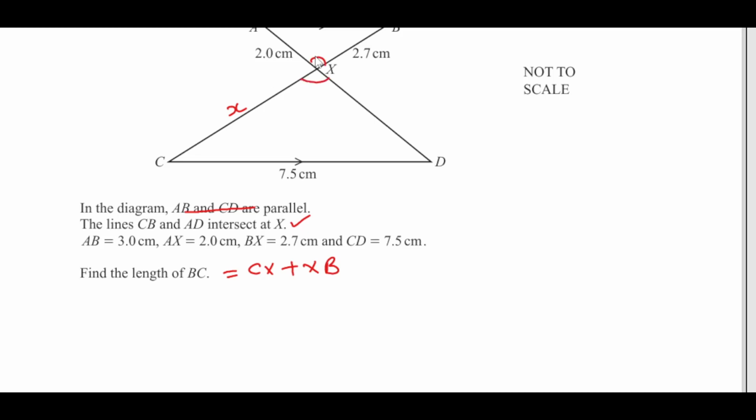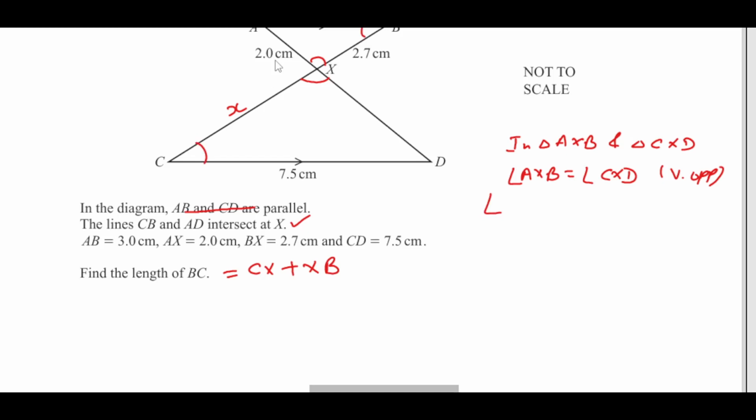So, I will write down here in triangle AXB and triangle CXD, angle AXB is equal to angle CXD because they are vertically opposite, right. Then next we have this angle and this angle. As you can see, they form a Z shape here. So they are alternate angles. So I can write angle ABX is equal to angle DCX, because they are alternate angles, right?